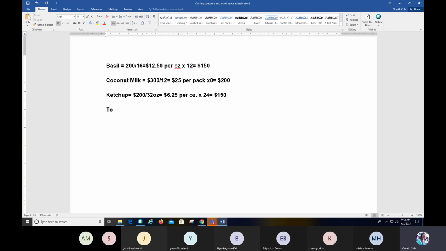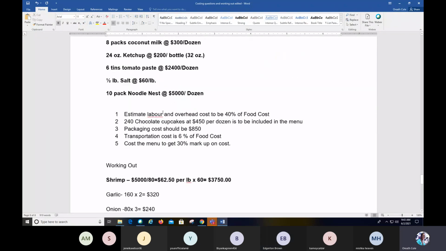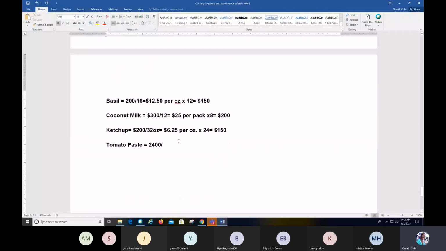Remember, we're breaking it down for the tomato paste. So it is 2,400 divided by 12. All right. How much does that give us? 200. And then what are we going to do with that 200?